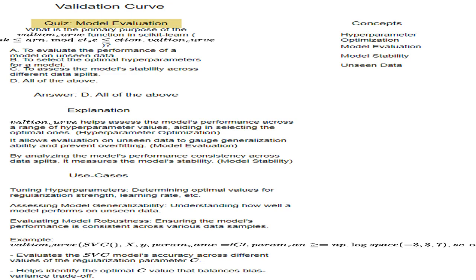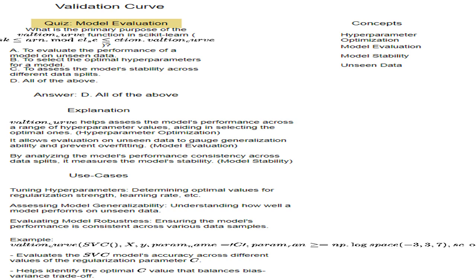From sklearn.model_selection import validation_curve. From sklearn.svm import SVC. Import numpy as np. Define the model and hyperparameter range. model = SVC. param_range = np.logspace(-3, 3, 7). Calculate the validation curve. train_scores, test_scores = validation_curve(model, X, y, param_name="C", param_range=param_range, scoring="accuracy"). Analyze the results, e.g. plot the validation curve.